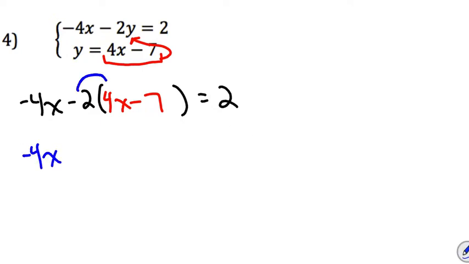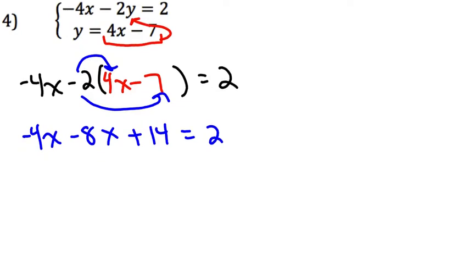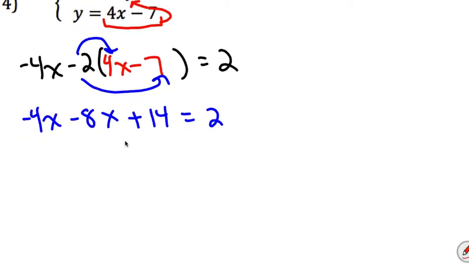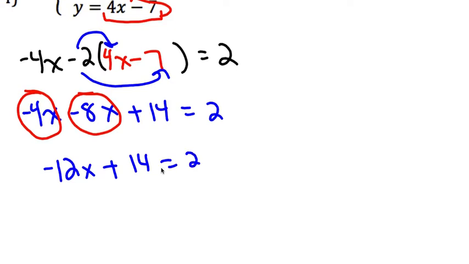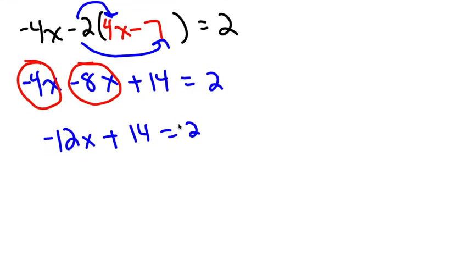-4x, take the -2 and multiply it through. -2 times 4x is -8x. And -2 times -7, don't forget your double negative there, is a positive 14. Now we will combine our like terms. What is -4x minus 8x? We get -12x. -4 minus 8 is -12, plus 14 equals 2. Now we need to move the number with no variable, so it's a positive 14.